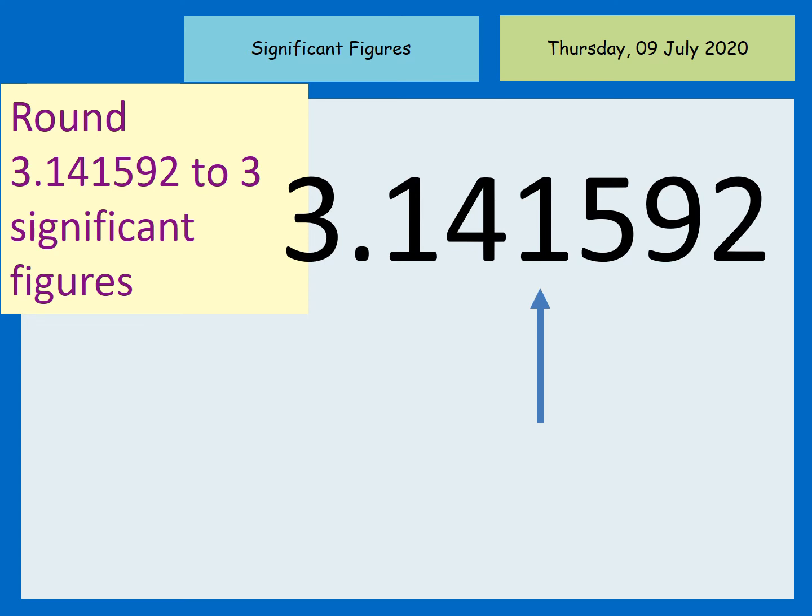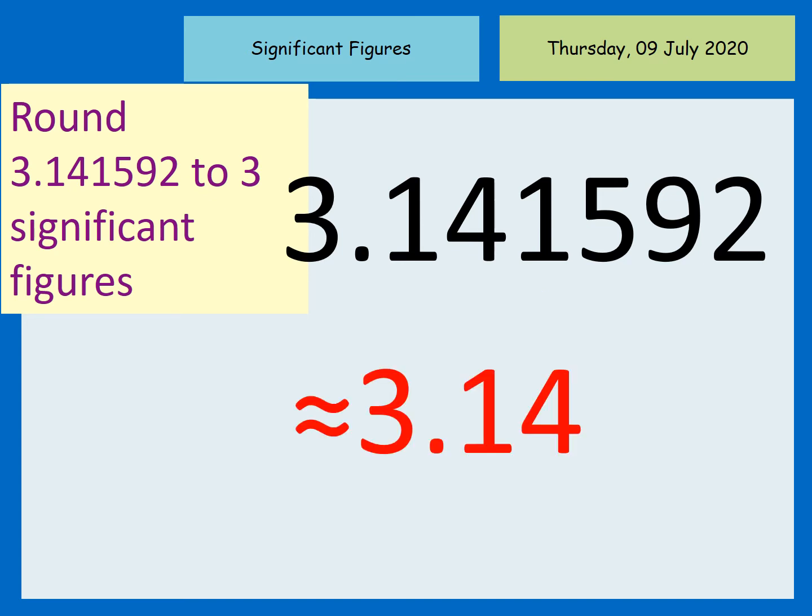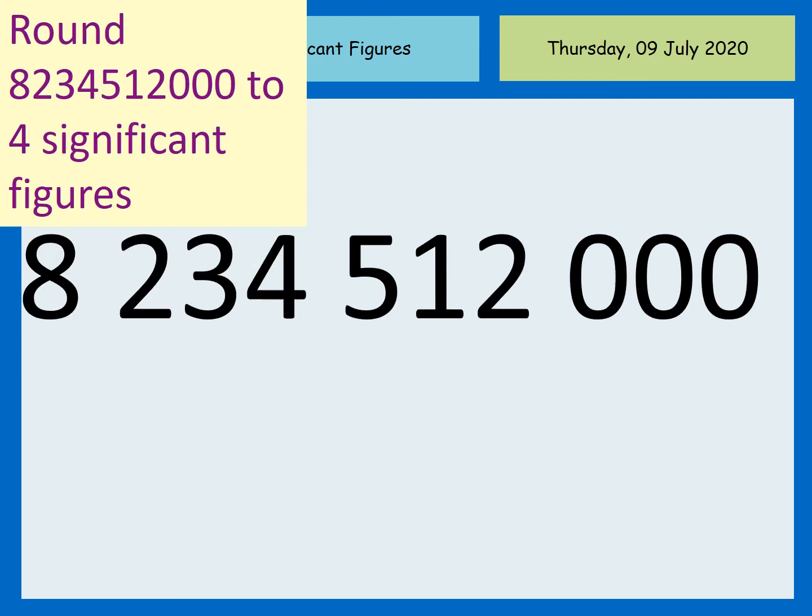Now we're going to take the number next to it like we did before, which is a 1. This tells us that the number will round down. So in this case, it's sort of like rounding to 2 decimal places. So this rounds down and our answer would be 3.14. Again, we don't need all of the zeros that would follow, so we just leave them out.